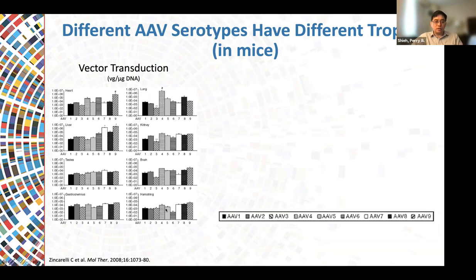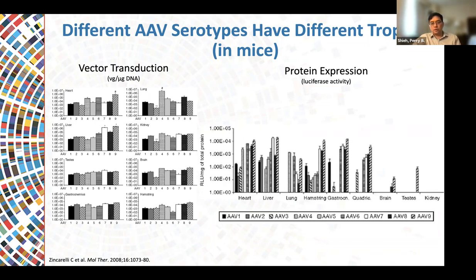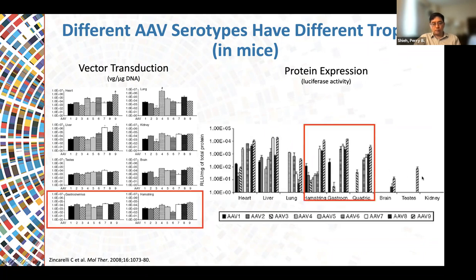So if you're interested in a muscle disease, for instance, you may want to focus on muscle. This is actually where the DNA is ending up. And if you look at protein expression, this is how much of the protein they can find in there. So if you're interested in muscle disease, you would want to focus on perhaps the serotypes that have bars that are higher in the muscle groups. And in this case, you can see AAV9 seems to hit the muscle pretty well, if you assay the DNA or if you look at the protein. And heart is also muscle, and we're interested in the heart because, as I explained to you earlier, Duchenne muscular dystrophy does cause cardiomyopathy. So we would like to also target the heart. And again, AAV9 also hits the heart pretty well.